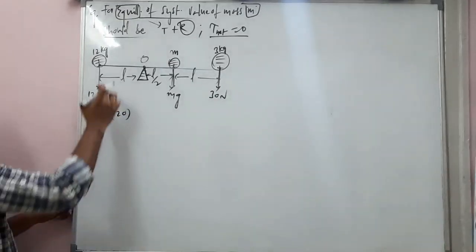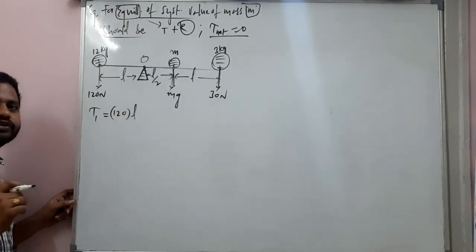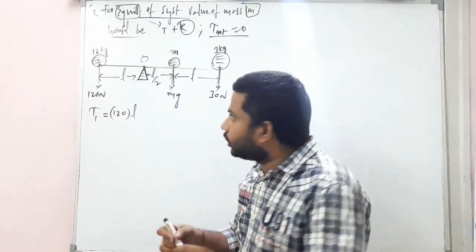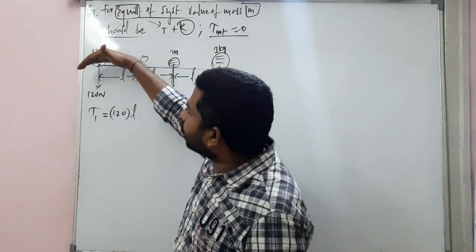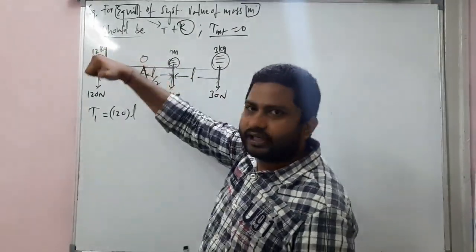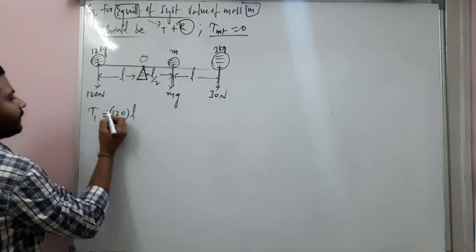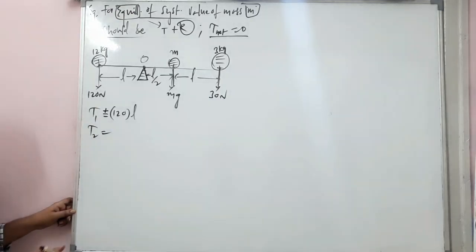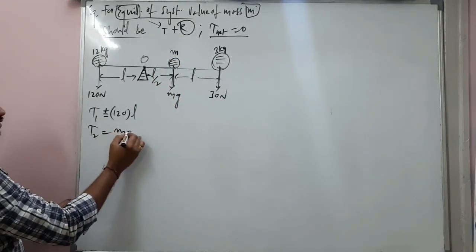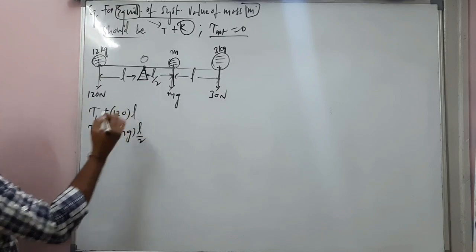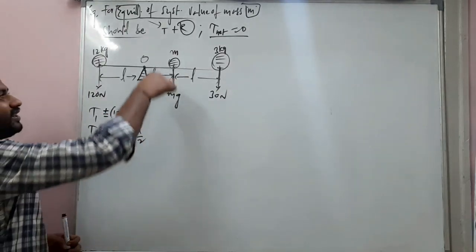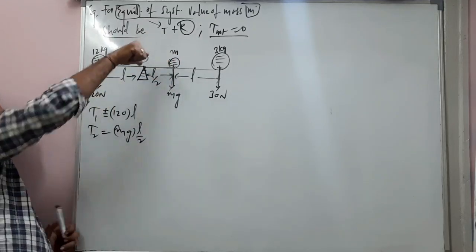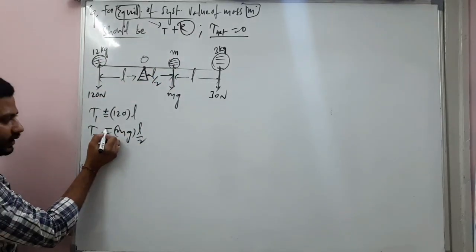Tau 1, from 120 newtons: the 120 force into the perpendicular distance, which is L. Positive or negative? That is important. So this is R bar cross F bar, and the torque is out of the plane. Out of the plane, it's positive. And the torque in the second case: force mg and the perpendicular distance is L by 2. So this is R bar, this is mg, R bar cross F bar, so the torque is into the plane. Into the plane, it's negative.